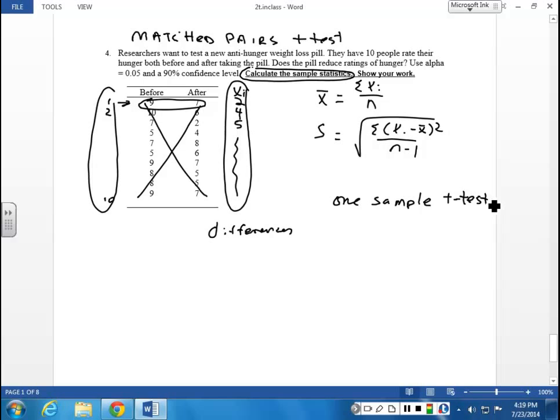Then you can do a t-interval, a t-test, depending on which way we subtract. If we're talking about reduced ratings, we want to know if the after is lower, which is the same thing as saying that the before is greater than the after. So if I did before minus after, then my alternative hypothesis is going to be mu greater than 0. Had I subtracted in the other direction, after minus before, then that would be mu less than 0.